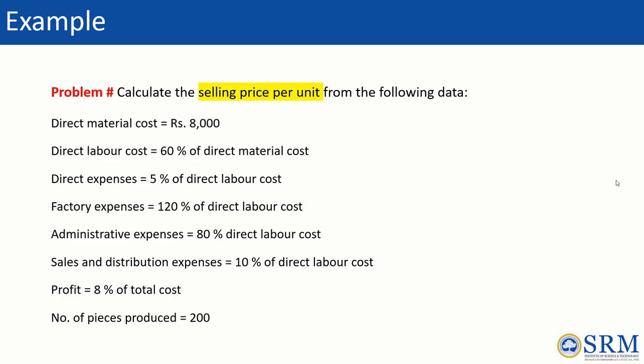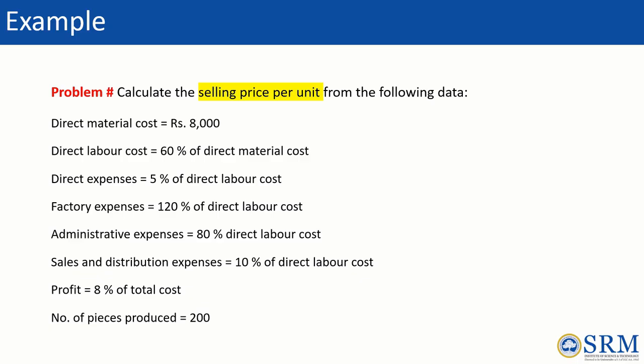Now we will move on to the next problem, that is the percentage based costing problem. So let's look at a different pricing scenario where cost elements are defined as relative percentages of one another rather than fixed values. So in this problem we need to calculate the selling price per unit for a batch of 200 pieces.